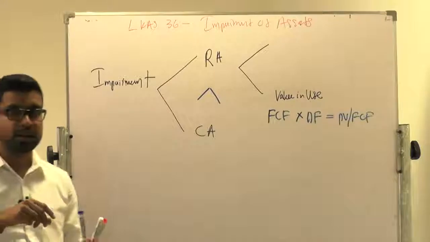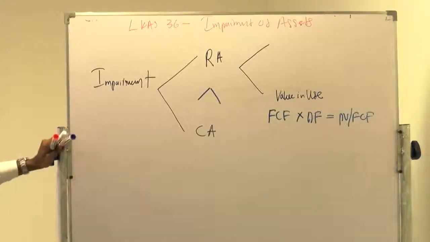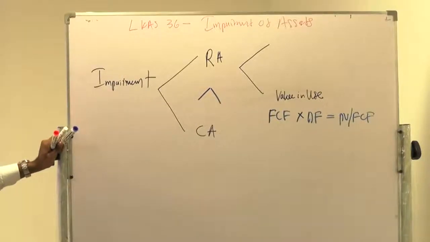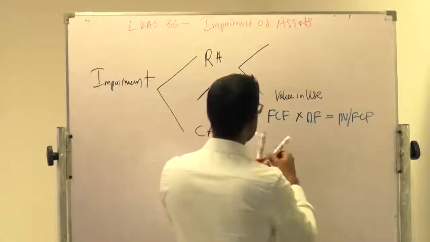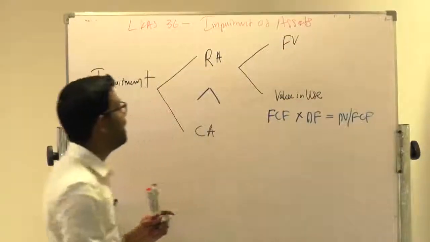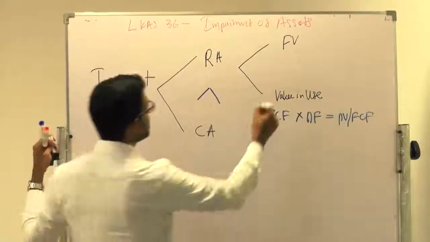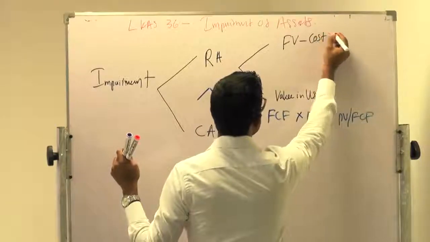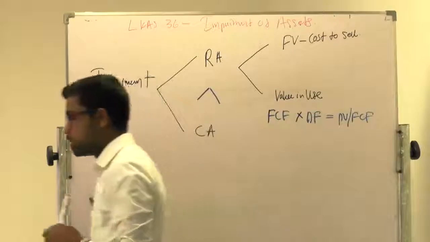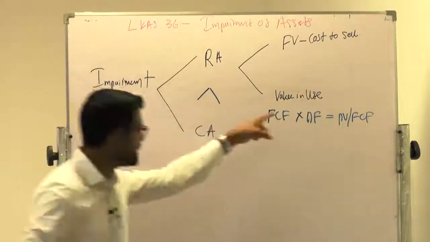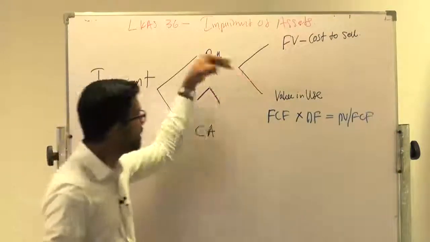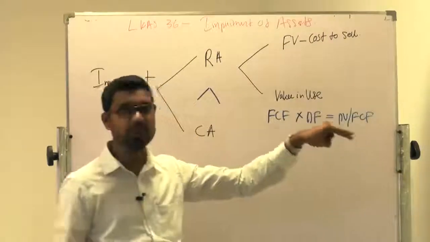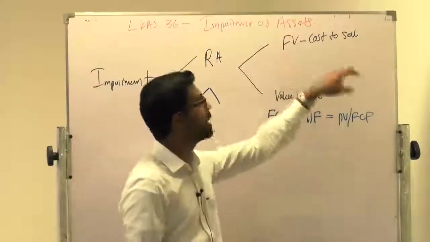If you use this asset in your day-to-day operations, how much can you generate as economic benefits? Future cash flows, discounted using the company discount factor. Or else, recoverable amount means the fair value of this asset, which means market value, minus cost to sell. If you sell this asset in the market without using it, you have two options to recover this value. Either you use it, in which case it is the present value of future cash flows, or you sell in the market, in which case it is fair value minus cost to sell.